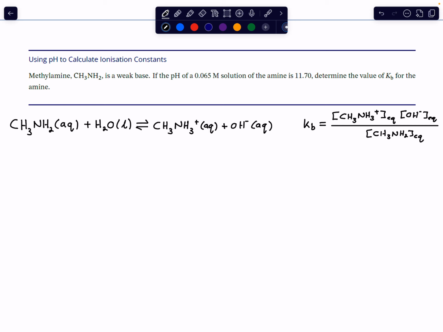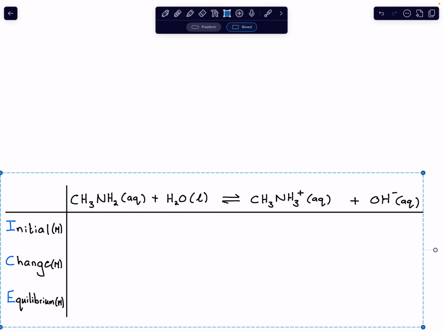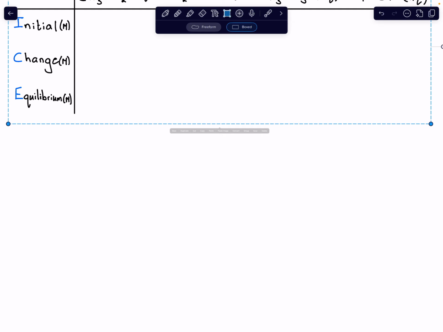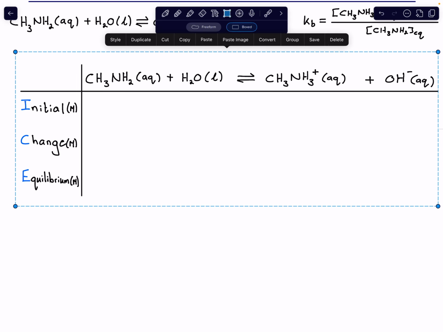We need to determine what those concentrations are at equilibrium, and hence we will be able to determine the ionization constant, the equilibrium constant. The way that we determine the equilibrium constant is by using an ICE table. So let's go ahead and draw our ICE table. I've done that in advance just to save some time on the video, but of course you can do that on your own time.